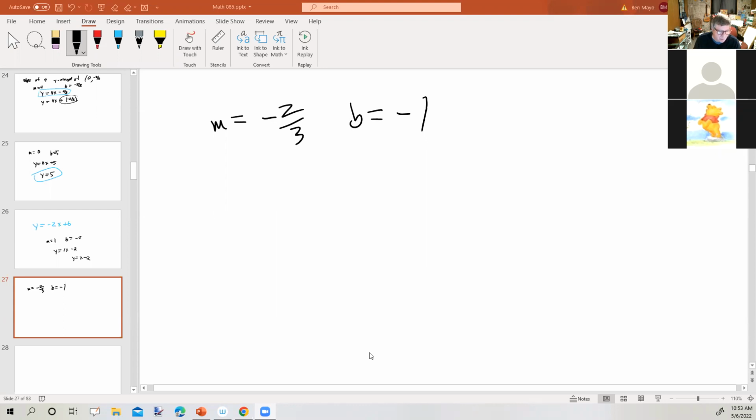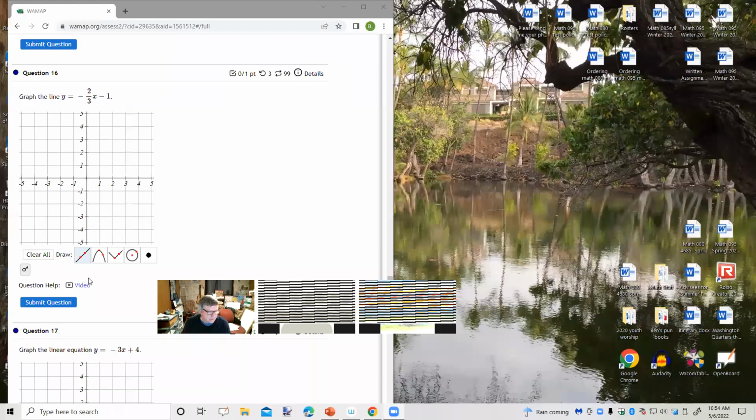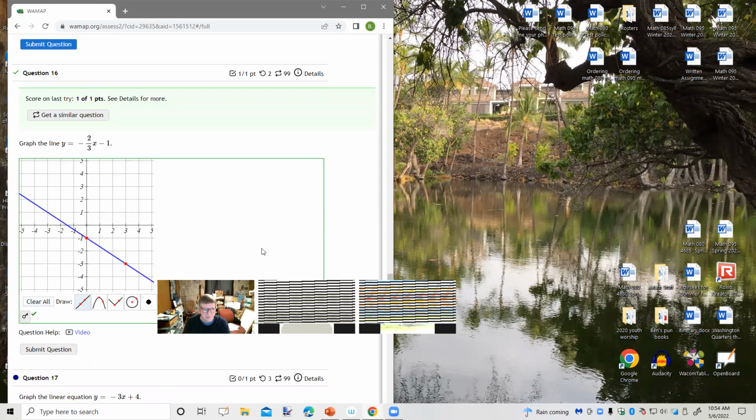So m stands for the slope, b stands for the y-intercept. There's another thing that they stand for. B stands for begin and m stands for move. Let me explain. To graph this, I'm going to begin at negative 1, and then I'm going to move down 2 and over 3. And there you go. See what I did there? So I started with the y-intercept and then applied the slope from that line.